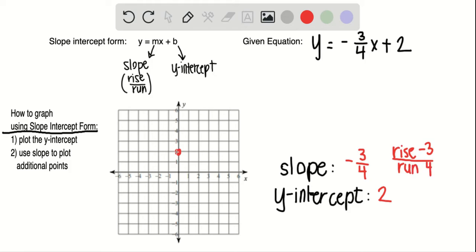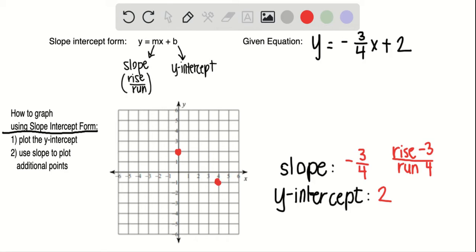From your y-intercept, you will rise negative 3, which actually means go down 3. So I'm going to count 1, 2, 3 units, and then I'm going to run to the right, positive 4. 1, 2, 3, 4. So my new point on this line is at 4, negative 1.